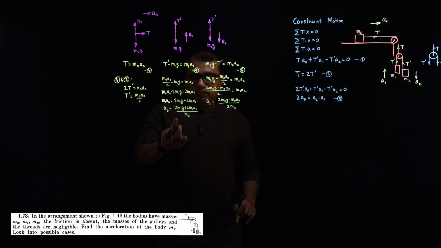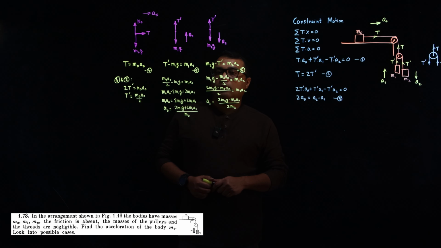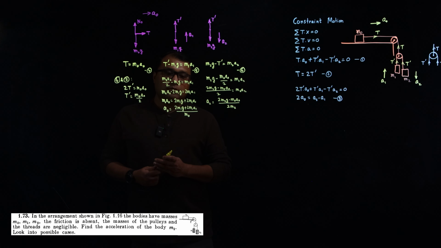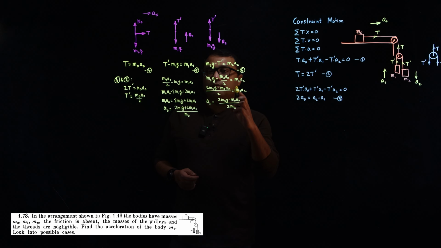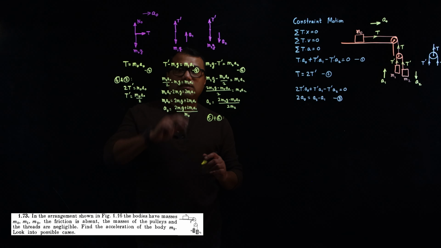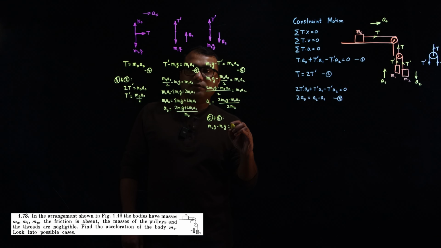So I got A0 in terms of A1, I got A2 in terms of A0. This A2 is not very useful, rather what I can do is I can add 5 and 6. If I add 5 and 6, T dash gets cancelled out. So M2G minus M1G is equal to M1A1 plus M2A2.